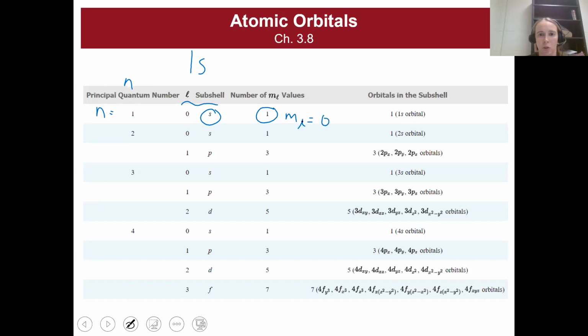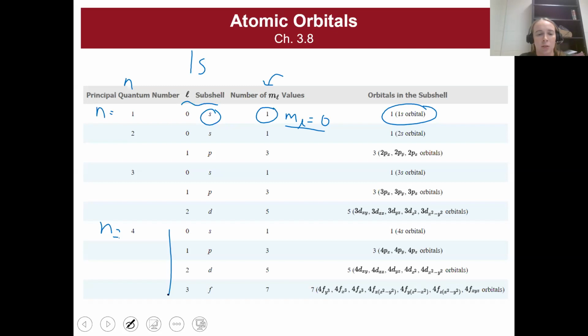So note, up here, it's not the actual m sub L values, it's the number of m sub L values. So the only m sub L value is m sub L equals 0. And that is the 1s orbital. So now we can call it an orbital and not just a subshell because we know the orientation, not just the shape and size.